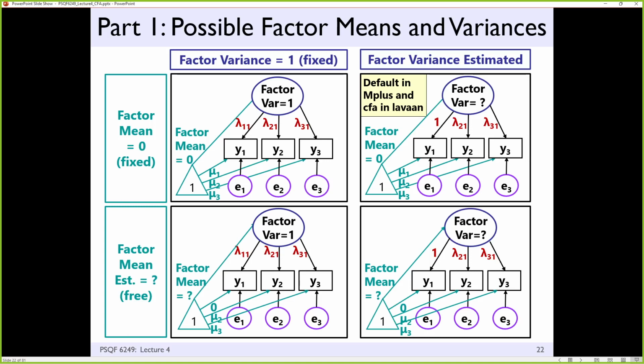So identifying a model, part of it is making sure each factor has a scale. The rest of it is making sure your model is solvable. That it can even work, and it boils down to how many indicators you have per factor. So that's the next part that we have to go over.